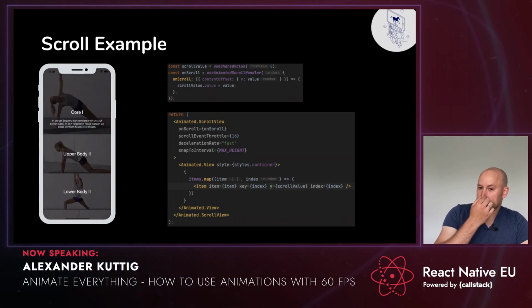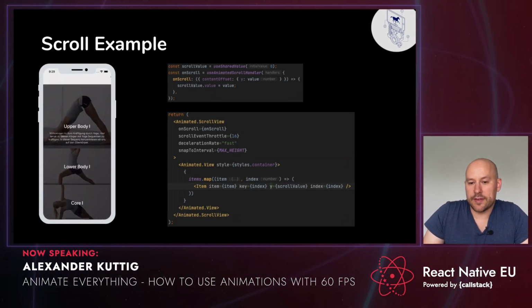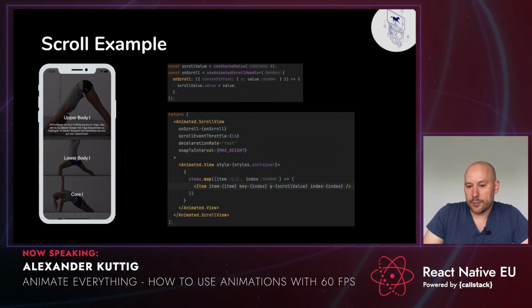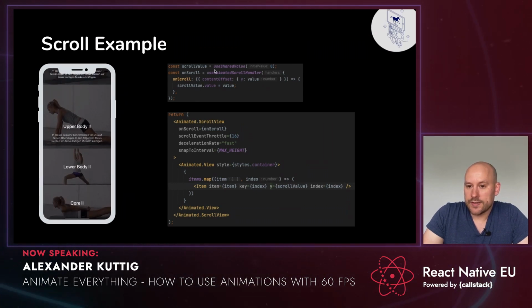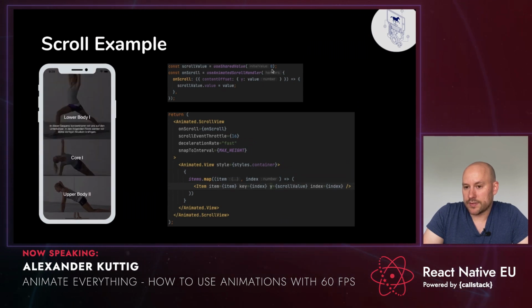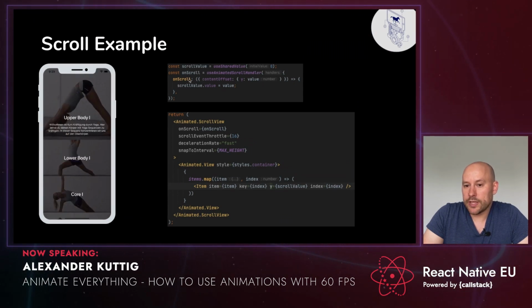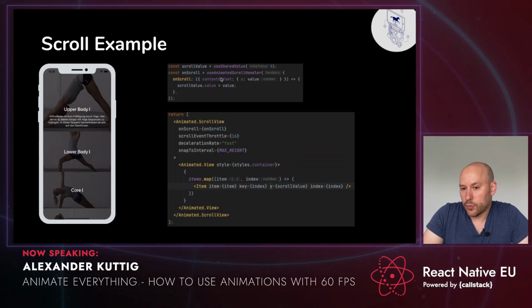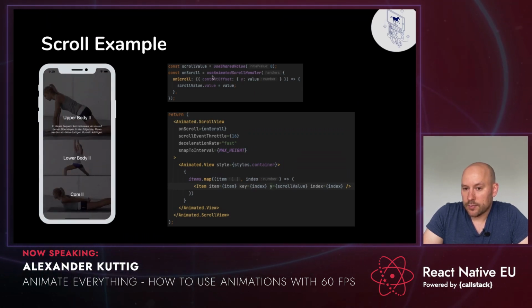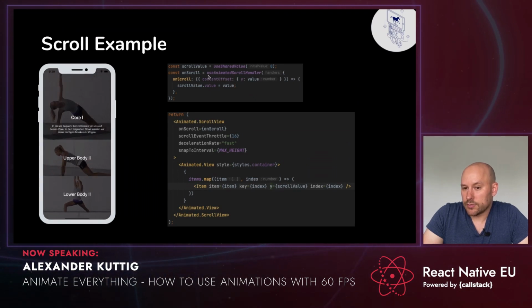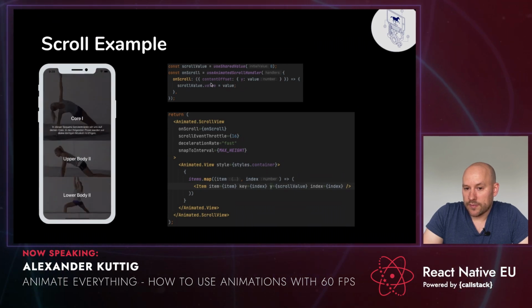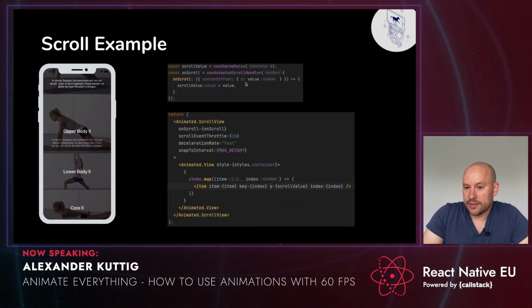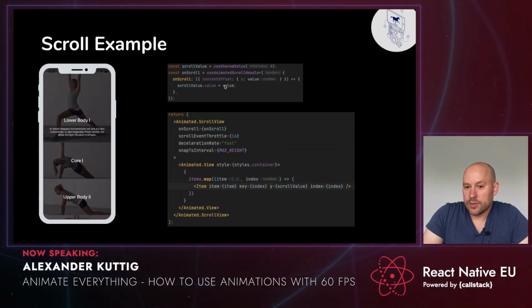So let's get the pieces together here. Again, we have the scroll view example, and as you can see here, we have a scroll value which is defined as useSharedValue and which is initialized with 0. Then we have the onScroll, which is a function which uses useAnimatedScrollHandler, which is a part which React Native Reanimated provides us. And again, here we look at the onScroll event and we couple the Y scroll value to our scroll value.